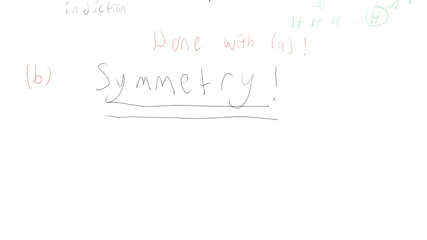Okay, so we're going to define some notation. We say L sub n is going to be the expected value of a sequence of length n.